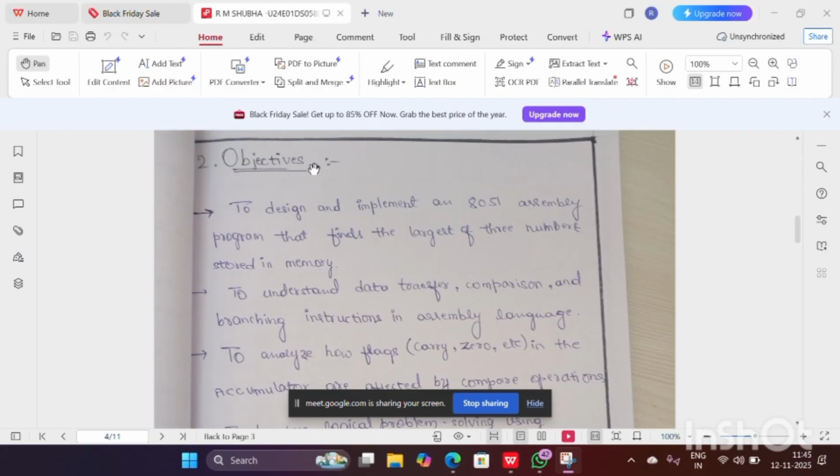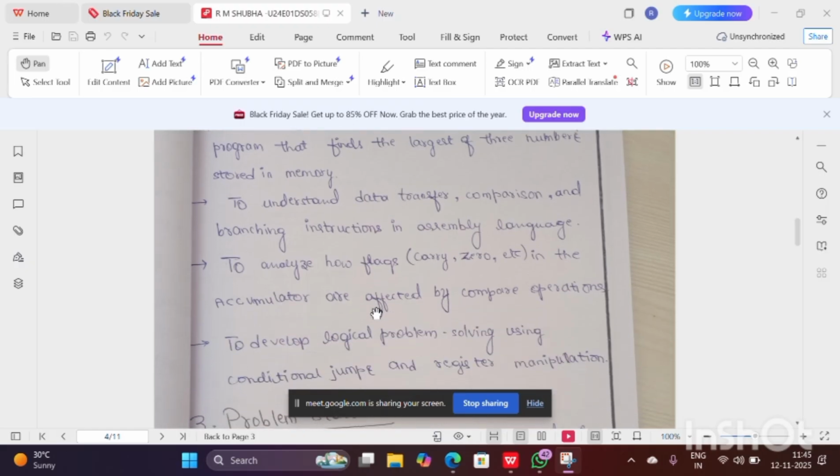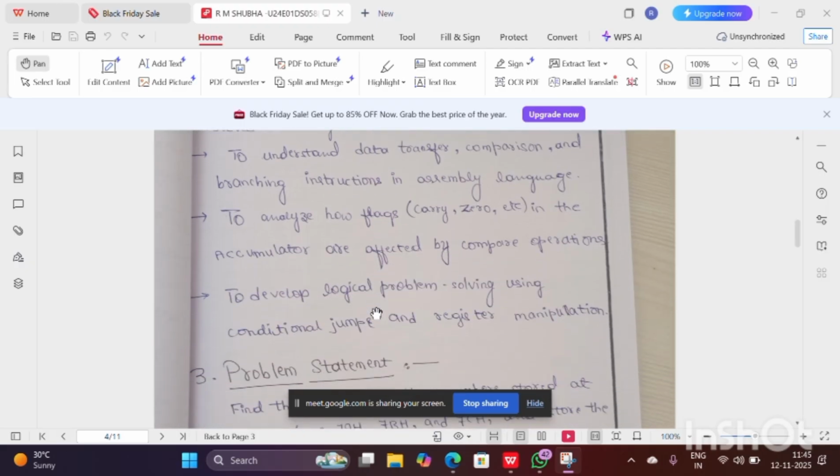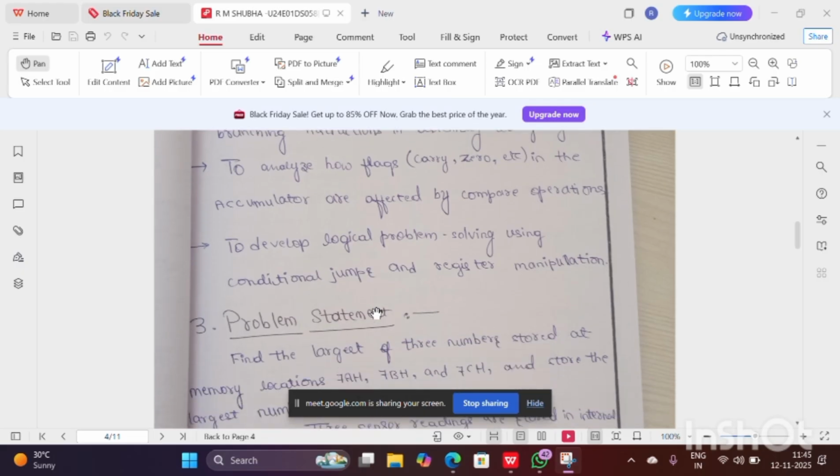Next, objectives. The main objectives of this experiment are: first, to learn the method of comparing numerical data in assembly language and to understand how the accumulator and flag register work during comparisons; to write a program that finds the largest of three numbers stored in consecutive memory locations; to analyze the logic flow of comparison and decision making in the CPU; and to use conditional branching instructions effectively.